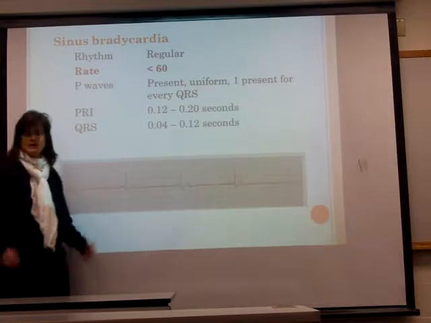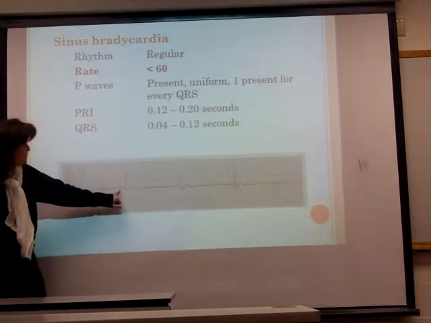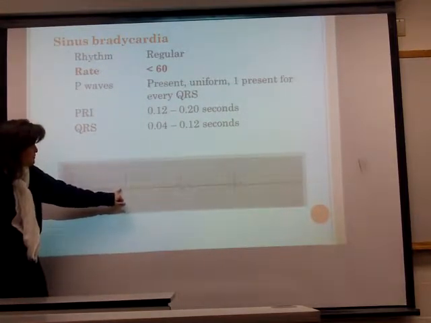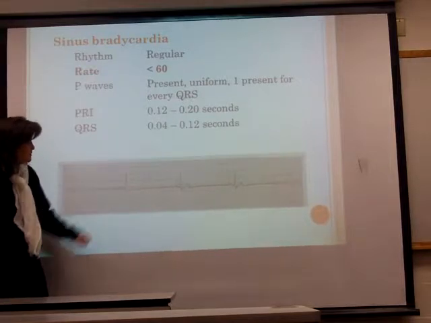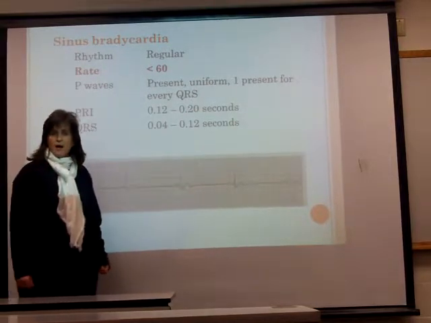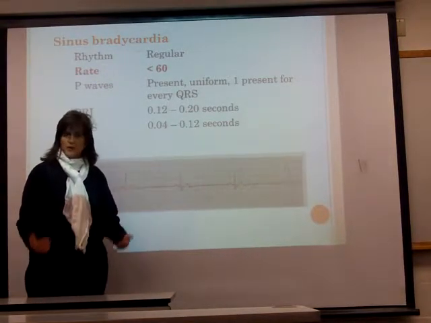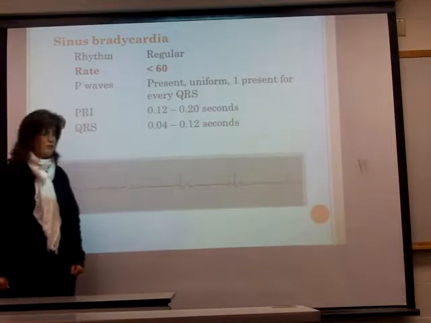If I look at my P wave, it's upright before the QRS, and there's 1 for every QRS. Very normal. My PR interval is about 4 boxes. I measure from here to here. So we're looking at 4 small boxes. 4 times 0.04 is 0.16, very much within the normal limits.